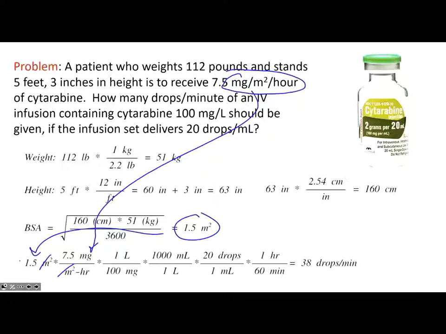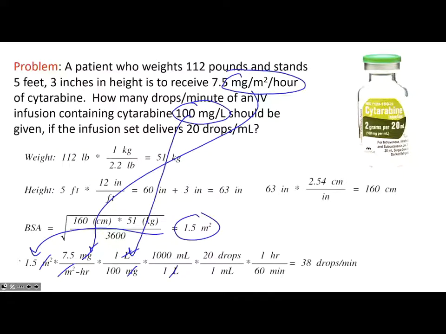So first thing I've got to do is convert the weight to a volume. Remember, we convert weight to volume by concentration. I was given the concentration of this cytarabine as 100 milligrams per liter. So if I express it as 1 liter over 100 milligrams, I can cancel my weight, and now I'm in units of volume, liters, which I want to quickly convert to milliliters by multiplying by 1,000.